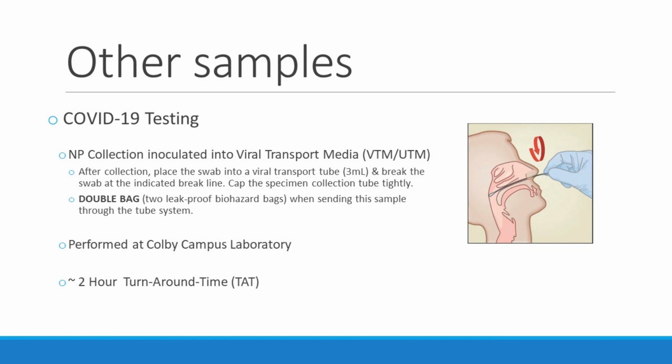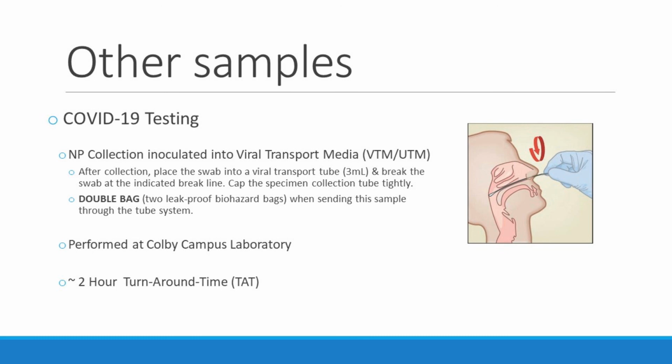So this is a newer slide about COVID testing. You will collect an NP swab and inoculate it into a VTM or viral transport media. Break that swab off and cap it tightly. Make sure the tube, the specimen is capped very tightly, and double bag it in 2 leak-proof biohazard bags when you send this through the tube system. Obviously for the same reason as the urine.